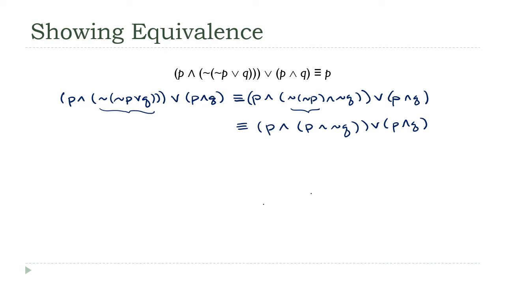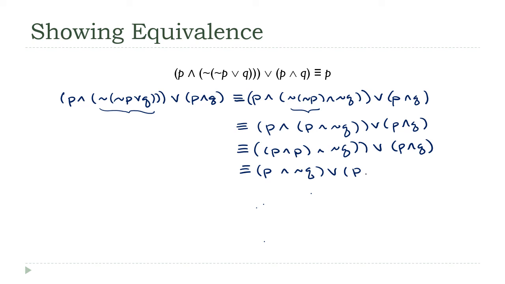All right, now notice in this first parentheses here, all I have in there are ands. So what I can do here is apply the associative property and make this P and P and not Q, or P and Q. And P and P, by the idempotent law, is equivalent to P. So this is P and not Q, or P and Q.